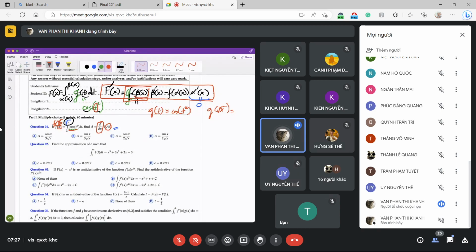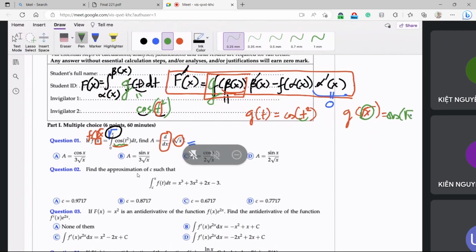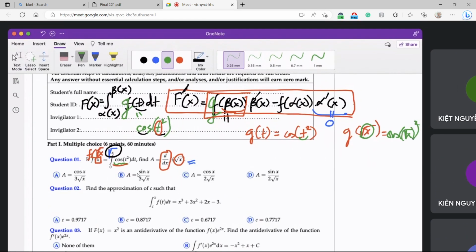So in the position of t, we write square root of x. It means that cos of what? Square root of x square. Cos of square root of x square. What is it? It is cos of x. And we multiply it by what? Derivative of beta. So what is the derivative of square root of x?